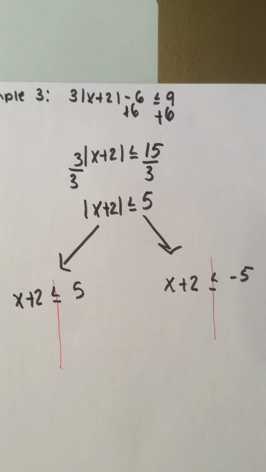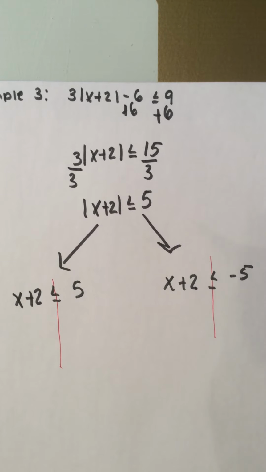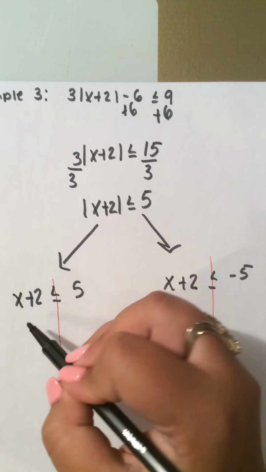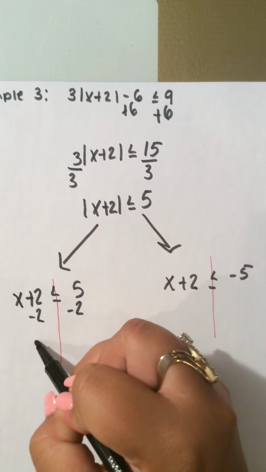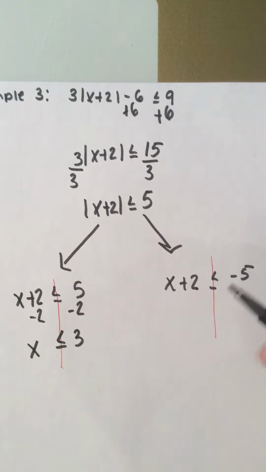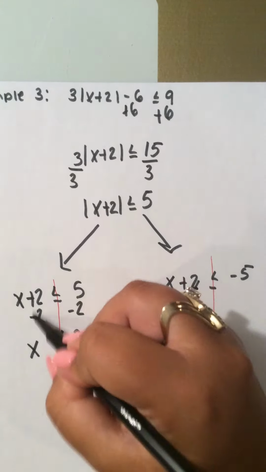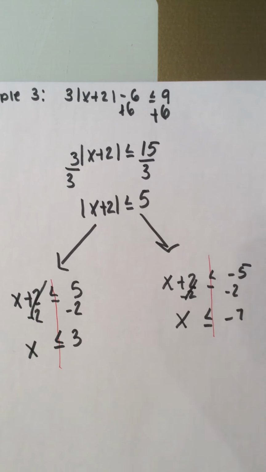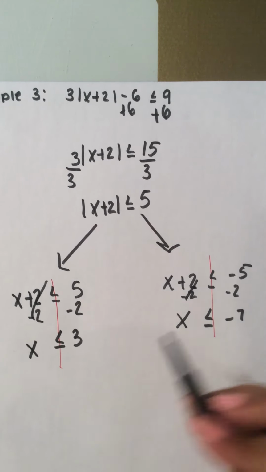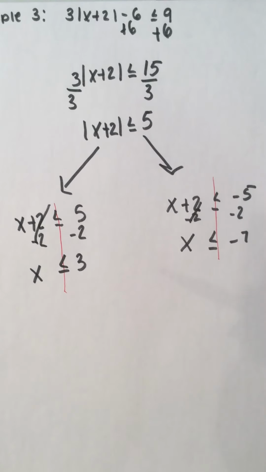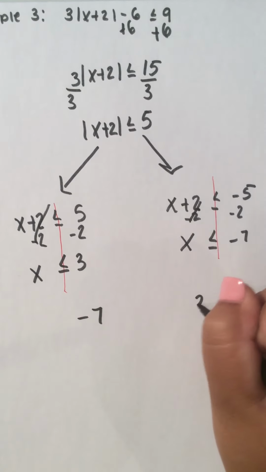Before I start solving, I'll draw my lines. Now this is a simple equation to solve, or an inequality, because I'm just subtracting by 2 on both sides, because the opposite operation of addition is subtraction. So minus 2, x is less than or equal to 3. X is less than or equal to, if we subtract, remember they cancel out here, negative 7. And because this is a less than, this is an and statement, so I'm going to look at 3 and negative 7. Which one of these is smaller? Well, it's negative 7. So negative 7, then 3.